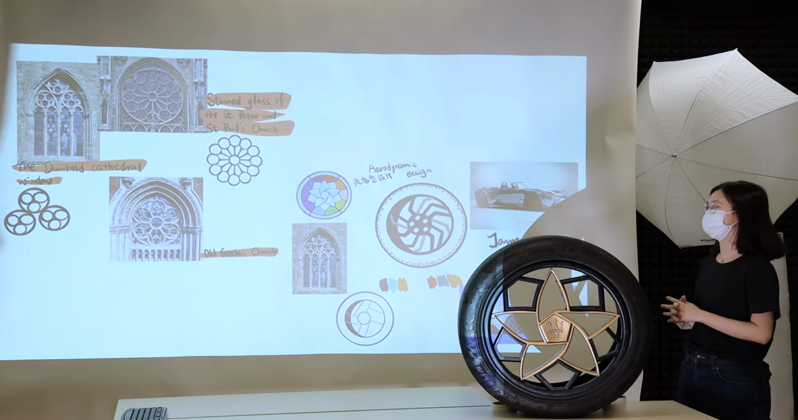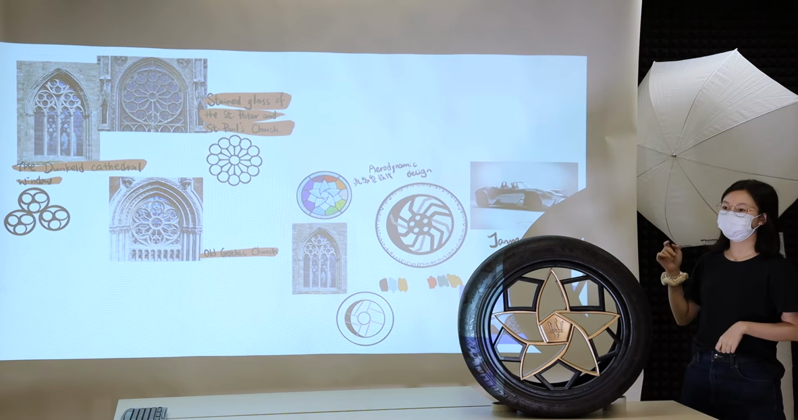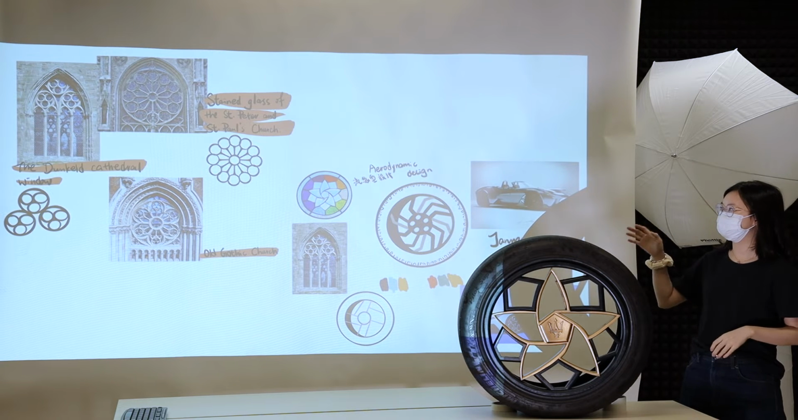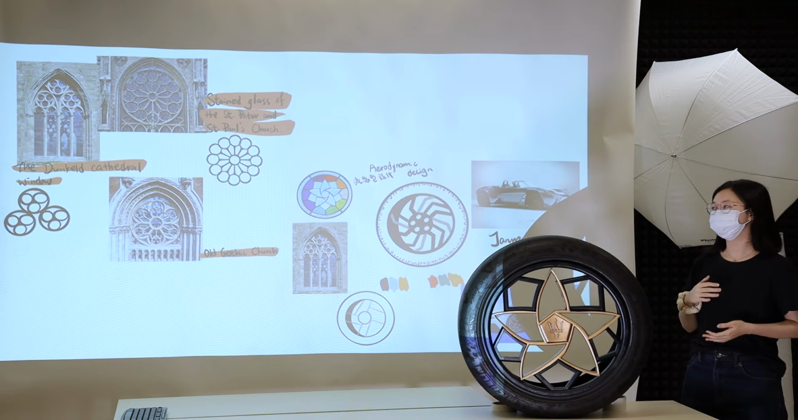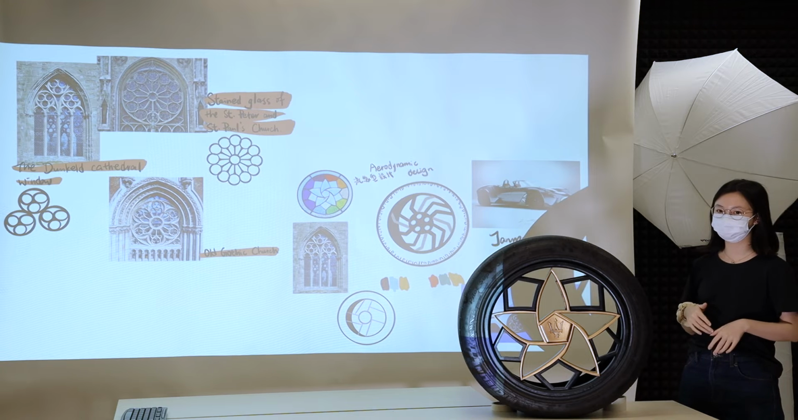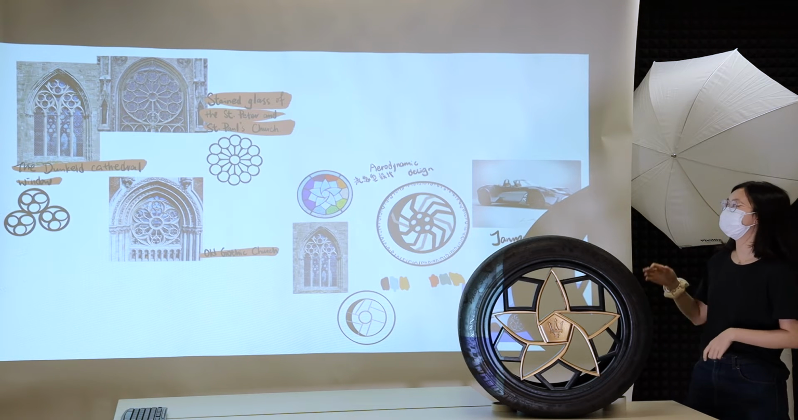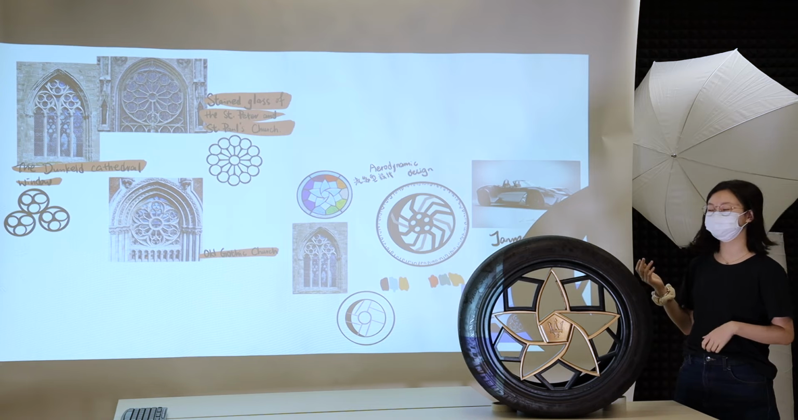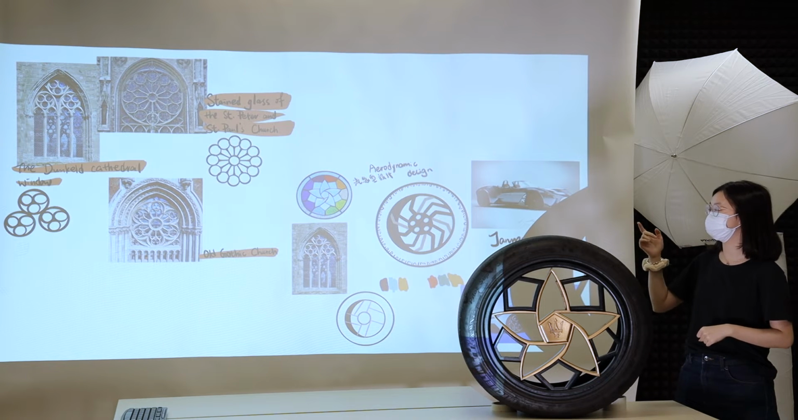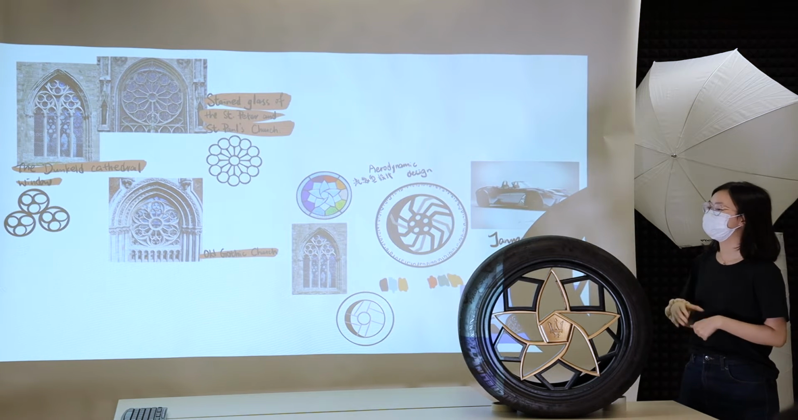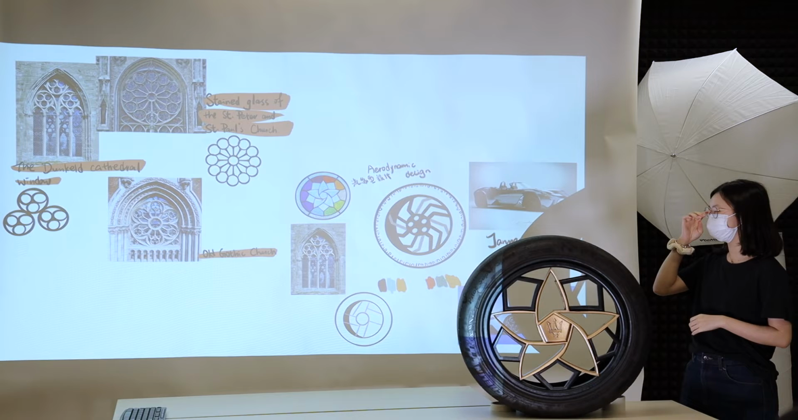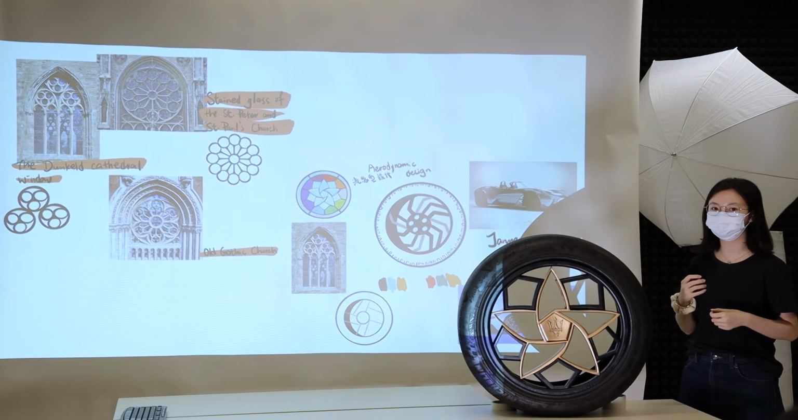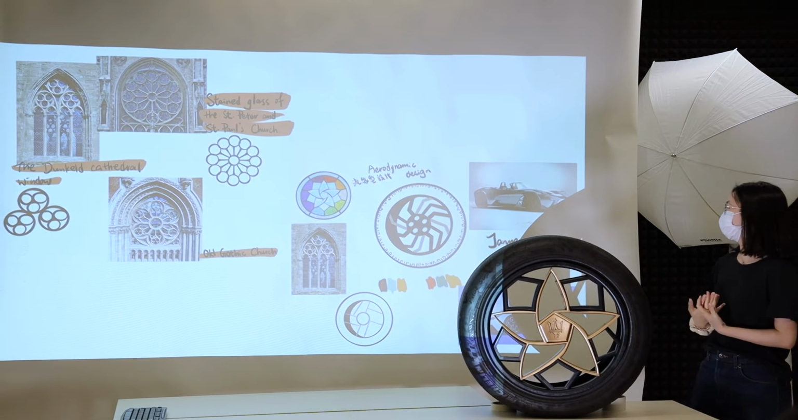Today I would like to present the wheel. At first, I didn't have any idea, but I knew I wanted to design a classic wheel for a classic car. So I tried to get some inspiration from stained glass windows. I wanted to find different patterns and try to make a combination.